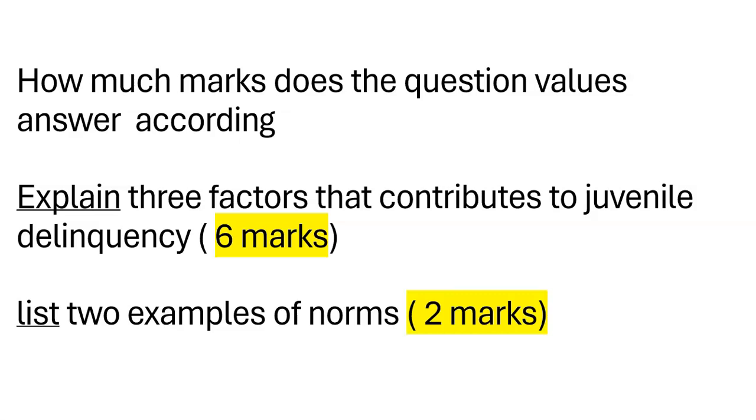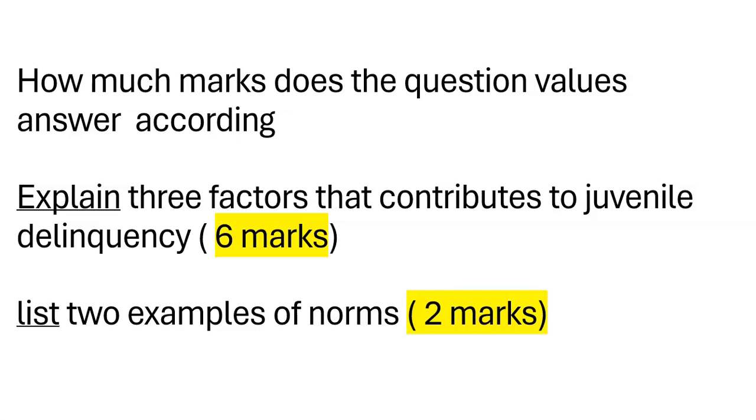For example, explain 3 factors that contribute to juvenile delinquency, 6 marks. In this question, the value is 6 marks. You cannot just write your 3 factors and expect to get 6 marks. That would give you maybe 2 marks for just writing the answer, 2 marks out of the 6. So because it's 6 marks, you'll have to do some explanation. You'll have to explain your answers to get your full 6 marks.